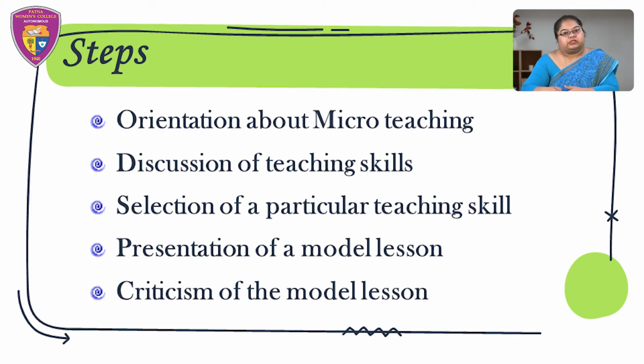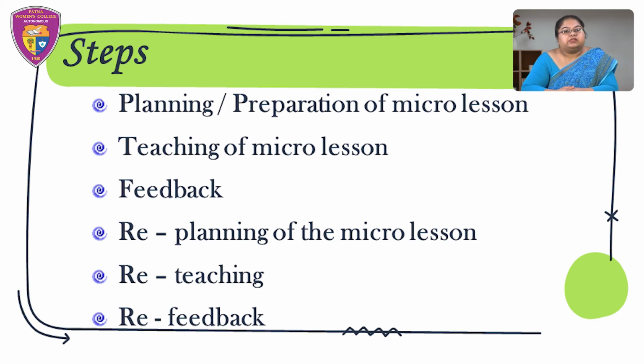Model lesson comes next. A demonstration on the skill is held before the students, which could be in the form of video or may be presented by teacher educators. Now, criticism of the model lesson. Model lesson is observed and analyzed and appropriate feedback is provided. Steps of micro-teaching can be condensed in the following form: planning or preparation of micro-lesson, teaching of micro-lesson, feedback, replanning of the micro-lesson, reteaching and re-feedback.